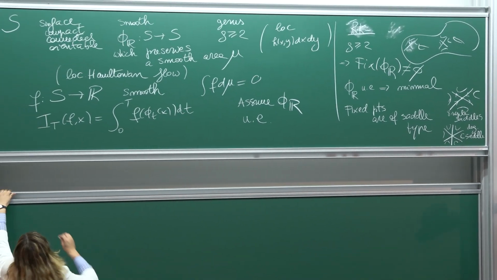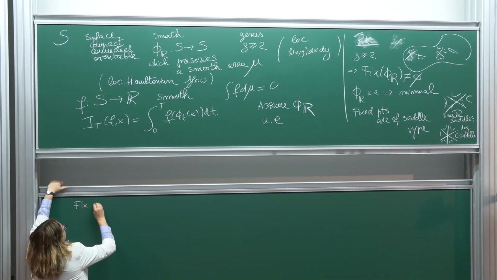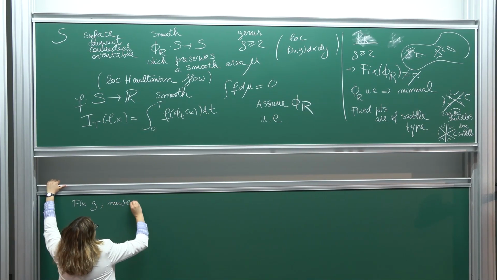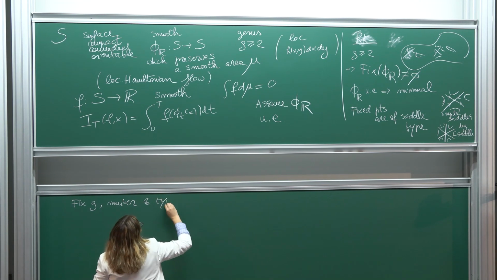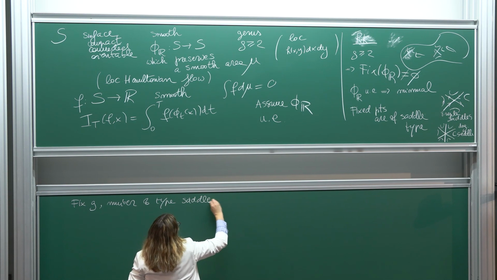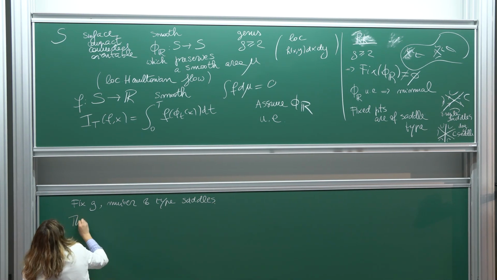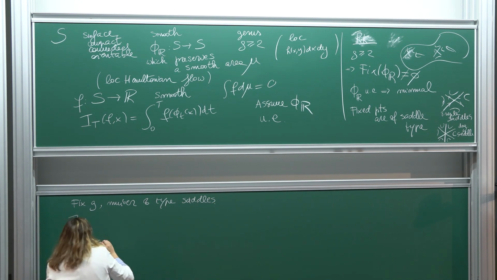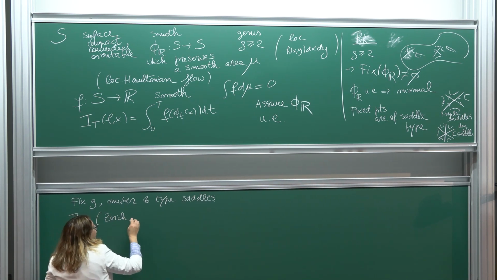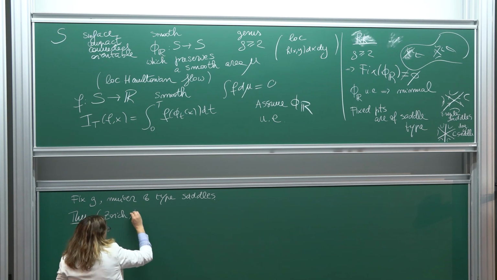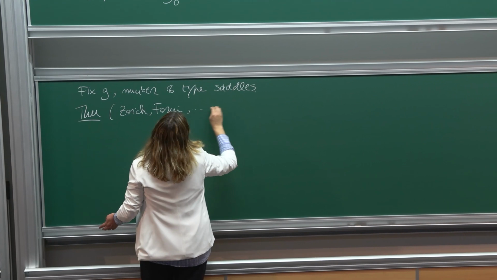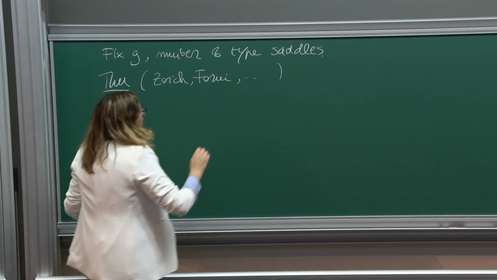So I'm going to fix the genus and the number and type of saddles, and by type, I mean the number of prongs of each saddle, compatibly with the genus. And then what I'm going to write is a theorem. I will tell you what is the contribution of each: it's Forni, it's Zorich, OK, maybe let's start with Zorich and Forni.